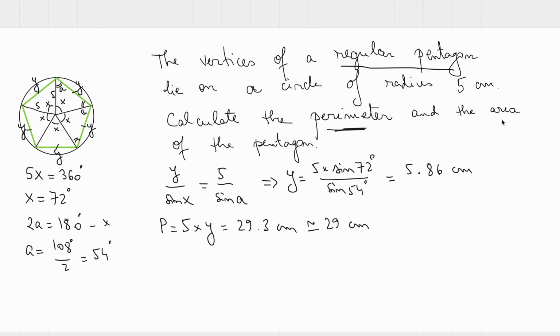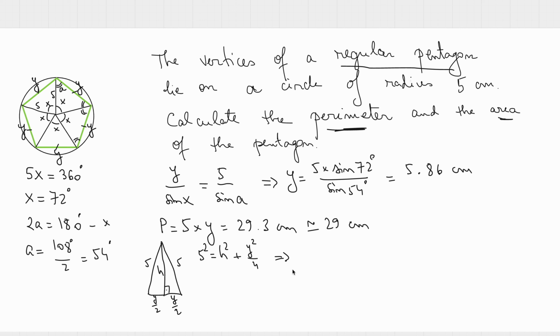And what about the area of the pentagon? Practically we have 5 times the area of a triangle. If we take that triangle aside, this is 5, this is 5, this is the height of the triangle. Because it's an isosceles triangle, it will divide the base into 2 halves, so y over 2 and here y over 2. We can apply the Pythagoras theorem in a right angle triangle, which says that the hypotenuse squared is this side squared plus this side squared.